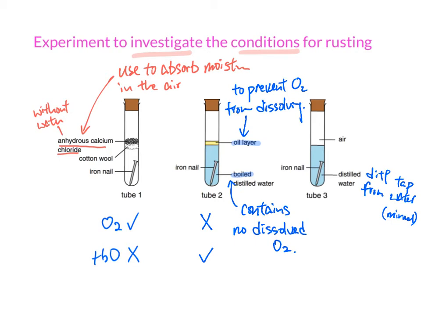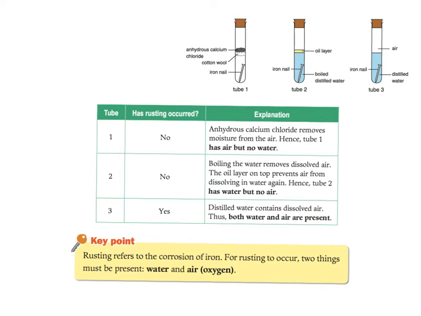So we don't have an oil layer here, so therefore the oxygen can also dissolve into the distilled water. So in test tube 3, we have oxygen in it, and we also have water in it. So by doing these 3 experiments, which iron nail is going to rust first, while the others may not, or will not rust? So you can have a look at the table there.